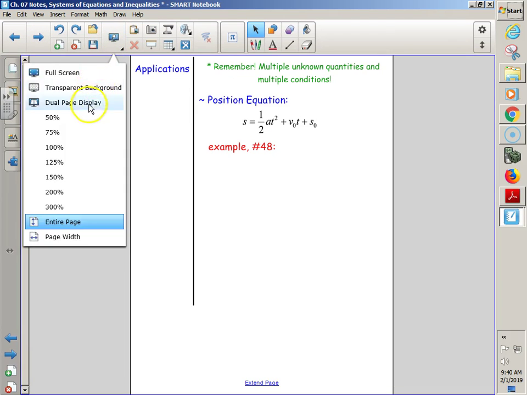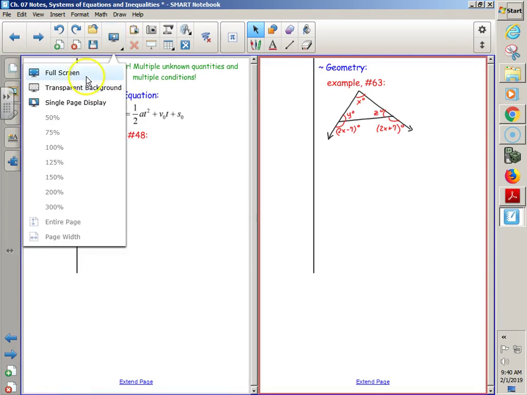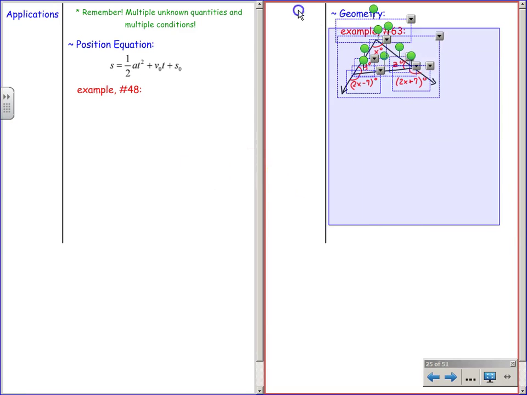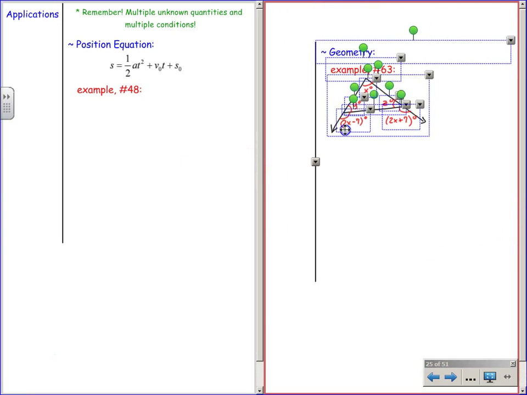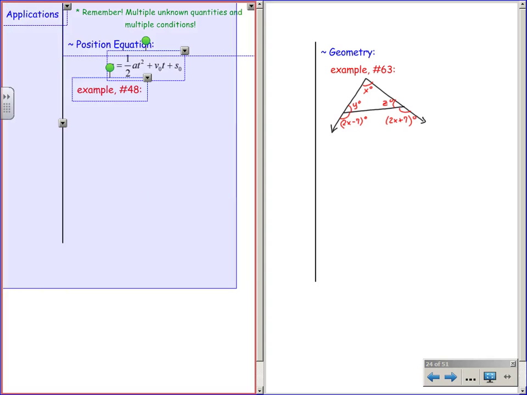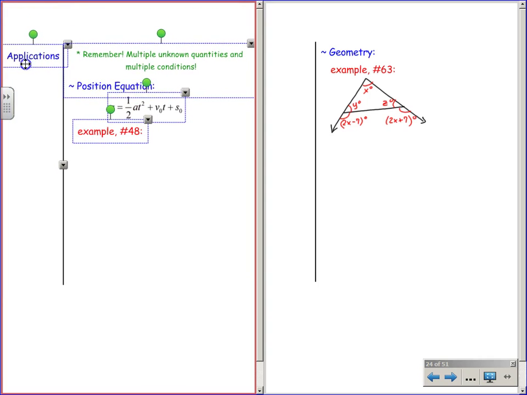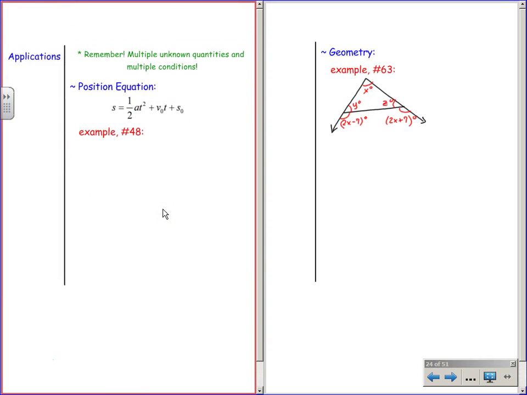Okay, I'm going to dual screen it, and I'm going to show you the last 2 problems, which are basically homework helps, but homework helps for a purpose because they can be tricky.